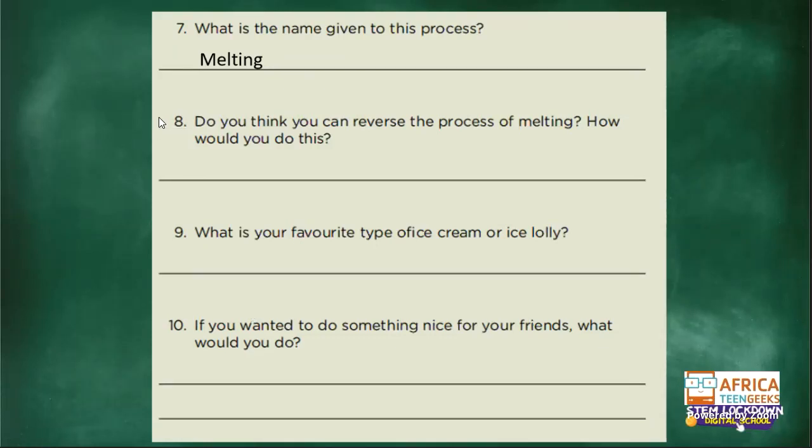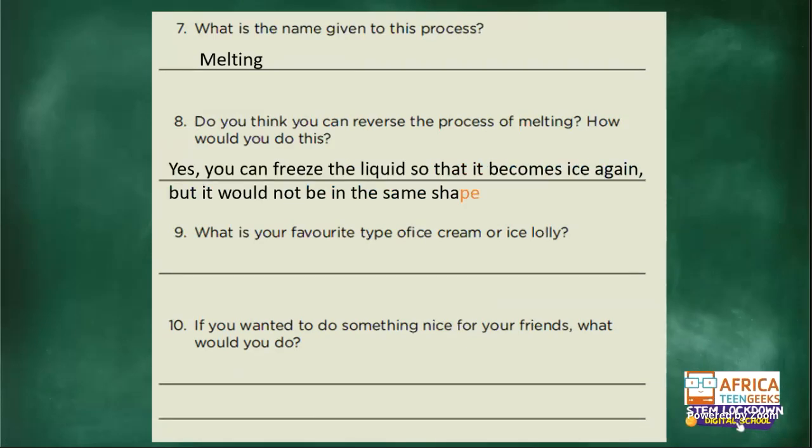So it will freeze again. Yes, you can freeze the liquid so that it becomes ice again, but it would not be in the same shape as the ice lollies, unless, of course, you put it in a mold. You put it in the same mold as when the ice lolly was made, then it will be an ice lolly again, and then you put the ice cream stick in there as well.